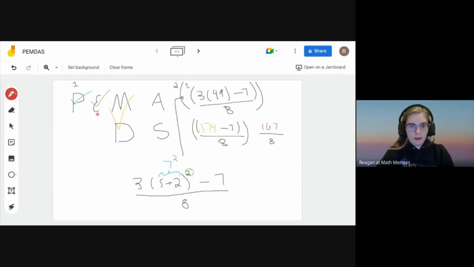Our addition and subtraction are done, and we can finally do our last bit of division, as there's no other operations that would be stopping us. This equals 20.875.